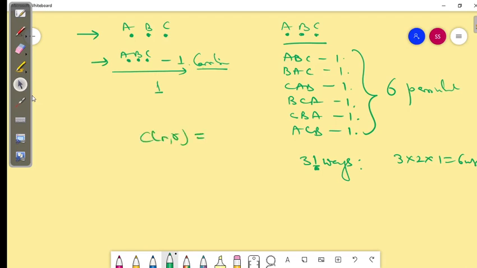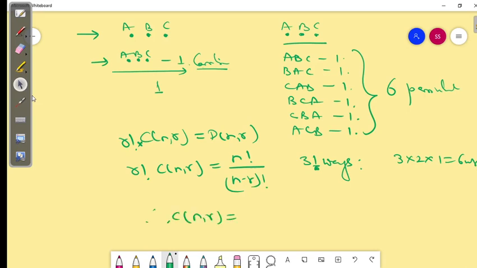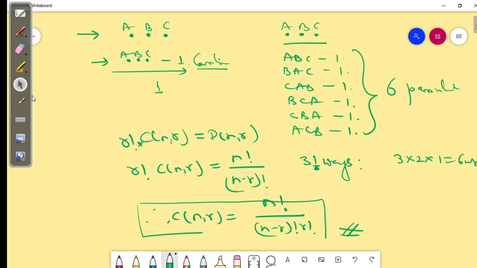So nCr, which we have proved: r! times nCr is nPr. So r! times nCr equals n! / (n − r)!. Therefore nCr = n! / ((n − r)! × r!). In this way we prove the theorem.